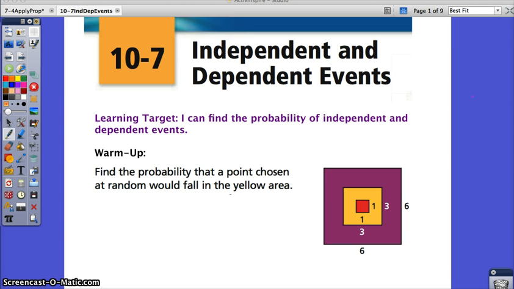I want you to try the warm-up, answering the question: what is the difference between independent and dependent events? Write down what you think is the answer there. Pause the video, complete those two, and then press play to go over them. Go ahead and pause now.